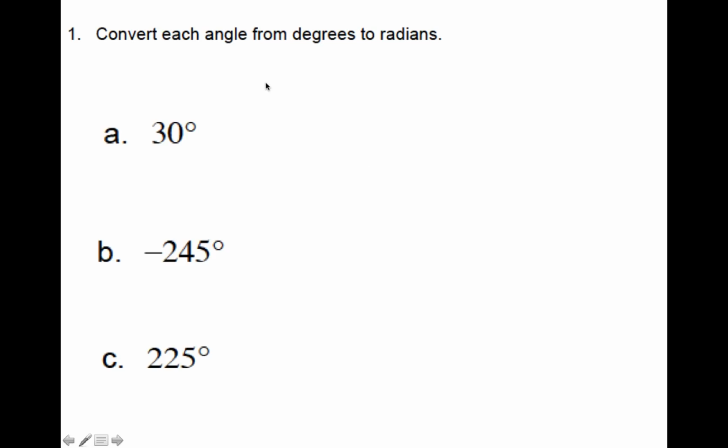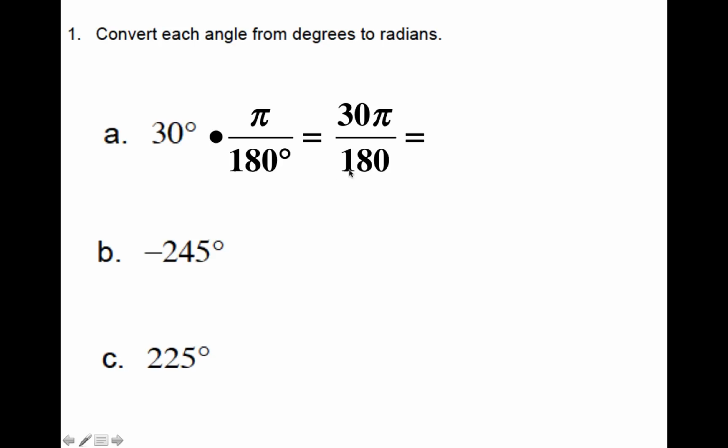So we're supposed to convert each angle from degrees to radians. So starting from degrees, we're going to multiply this by pi over 180. Notice the degree has to be on the bottom, so the degrees cancel. So when I multiply across, we have 30 times pi over 180. We have to reduce the fraction, so 30 over 180, 30 goes into 180 6 times, so it's pi over 6.